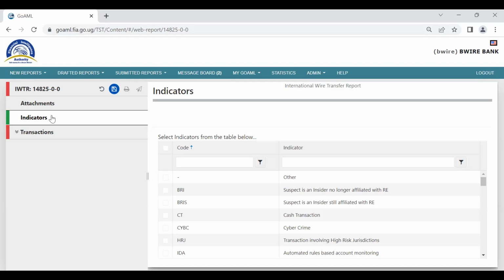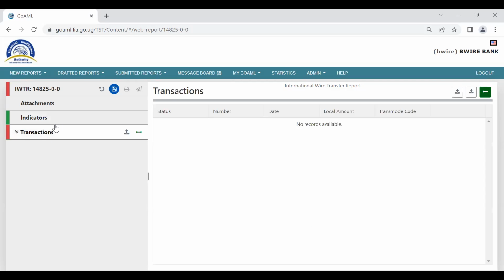Indicators are reasons what tipped you off. So what tips you off for an international wire transfer? What tips you off for a large cash, aggregated large cash, additional information? Nothing, because these are reports mandated by the law to be submitted every week, and they are threshold reports. Additional information files, you're responding to FIA. So there's nothing tipping you off. Tipping off is to do with suspicious transactions or suspicious activity. Okay, hope that answers you.